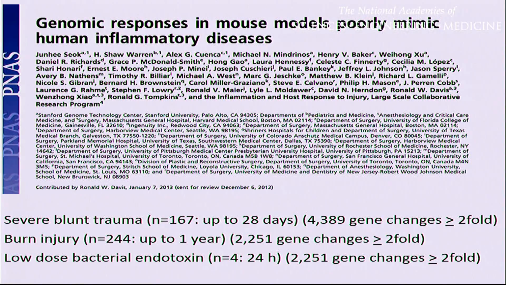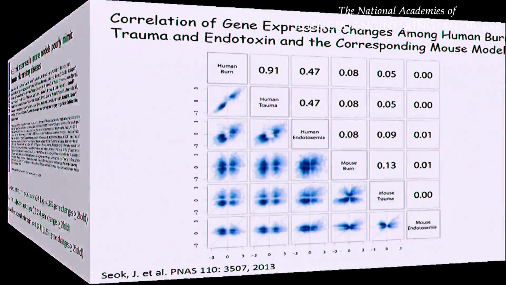In terms of burn injury, 244 individuals were studied up to 1 year, again doing serial follow-up measurements. In this case, 2,251 gene changes were observed. Also, the classic inflammatory stimulus, bacterial endotoxin, was studied in 4 individuals. Short-term responses, 24 hours, and again, there were 2,251 gene changes. The comparisons made in this study were human to human in terms of different stimuli, mouse to mouse in terms of different stimuli, in terms of the genes that were expressed, as well as across the species. So what did they find?